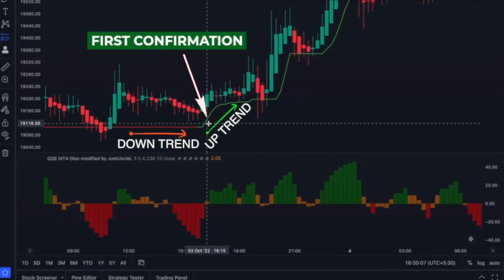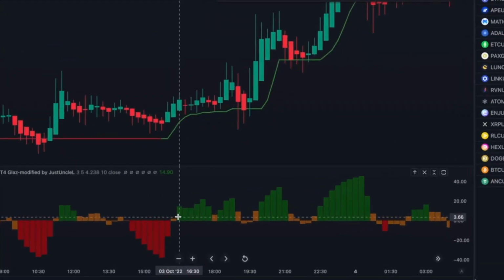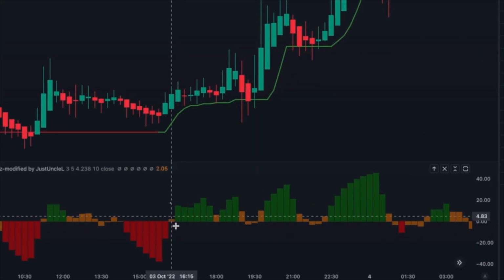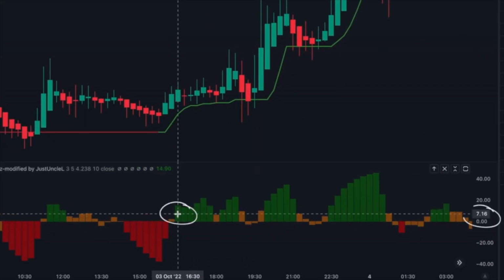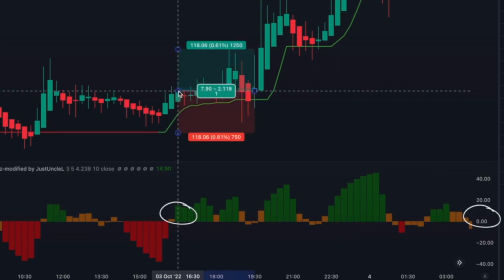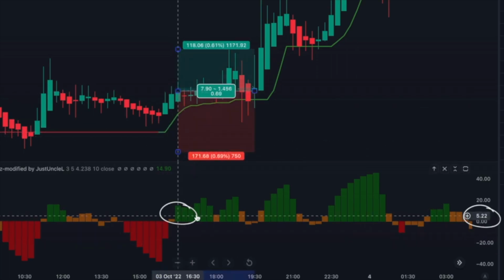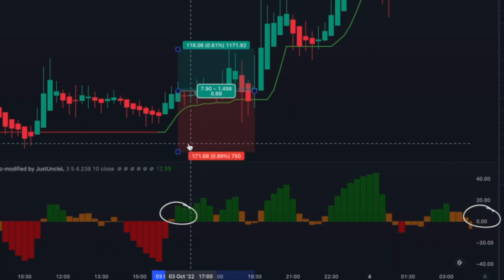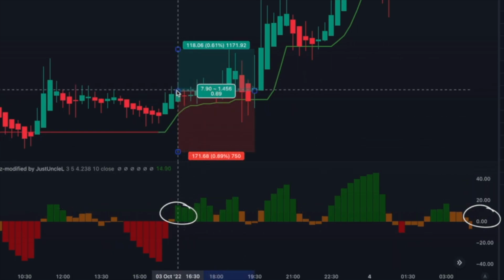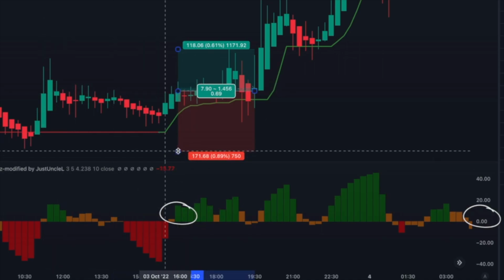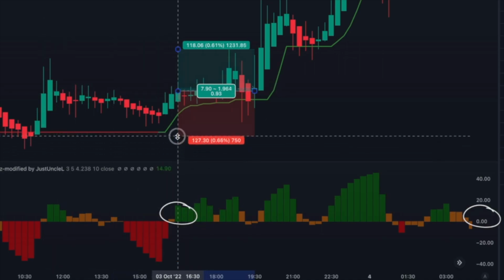Now for the second confirmation, we have to wait for the QQE indicator to form a green bar above the zero line. And when it does, we enter a buy trade over here. Like in this example, the green line formed here, and then the histogram was also green. So we enter a buy trade at the close of this candle and keep the stop loss below the green line. Now let's go to the most important part and see where to exit the trade.